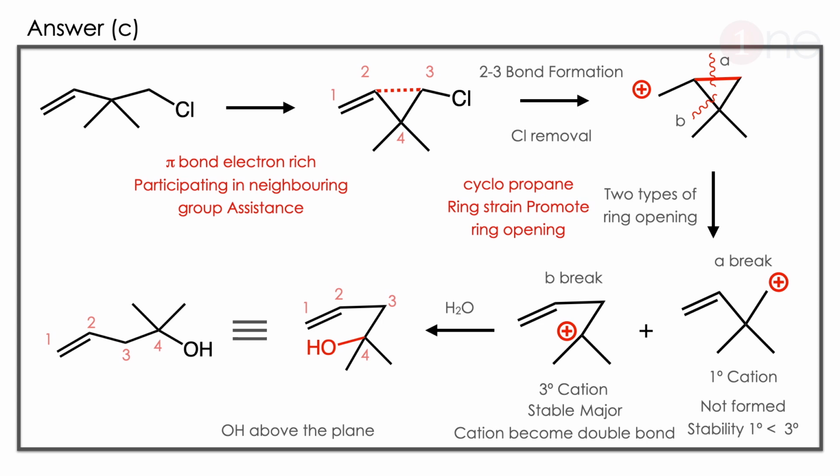Here there are 2 possibilities of which way the ring will break. If it breaks the A way, it forms a primary cation. If it breaks in the B way, it forms a tertiary cation. The tertiary cation is more stable, so it is the only one forming. Then H2O attacks, and OH formation is there. So we rewrite it to get the answer C. Here you have to know 2 things. One is neighboring group participation. When there is an electron rich group near the leaving group, there will be anchimeric assistance. Then if there is a strained ring like cyclopropane formation, it will break based on the stable cation.